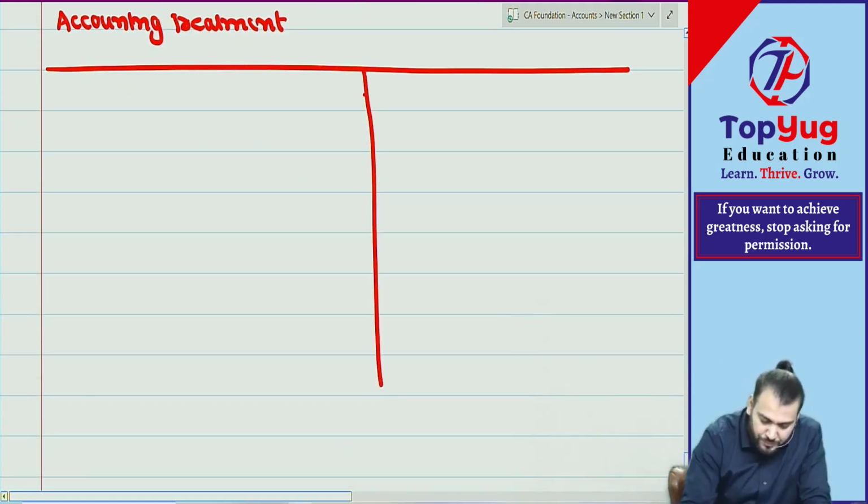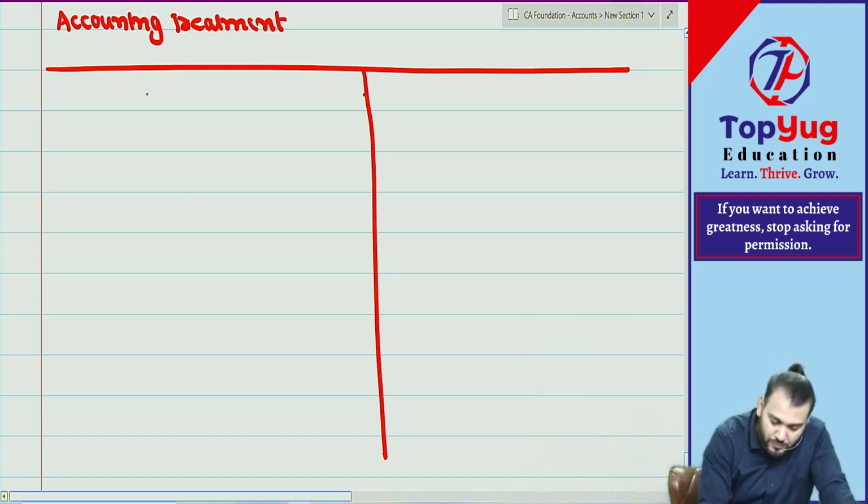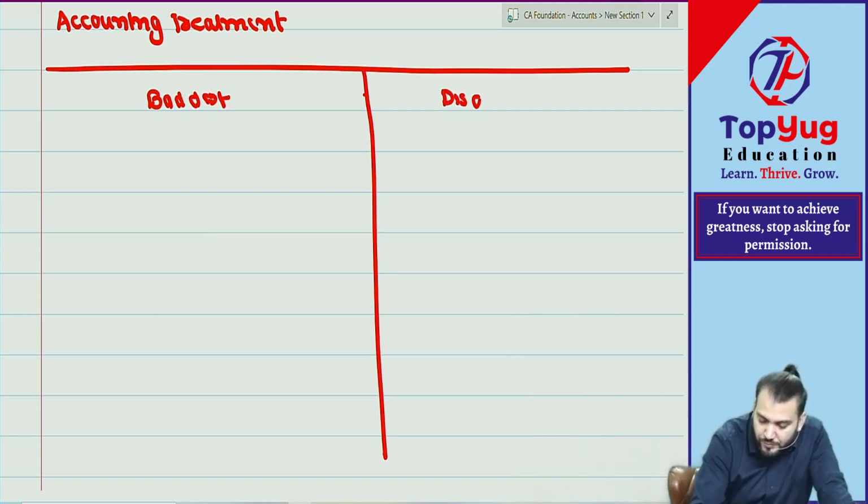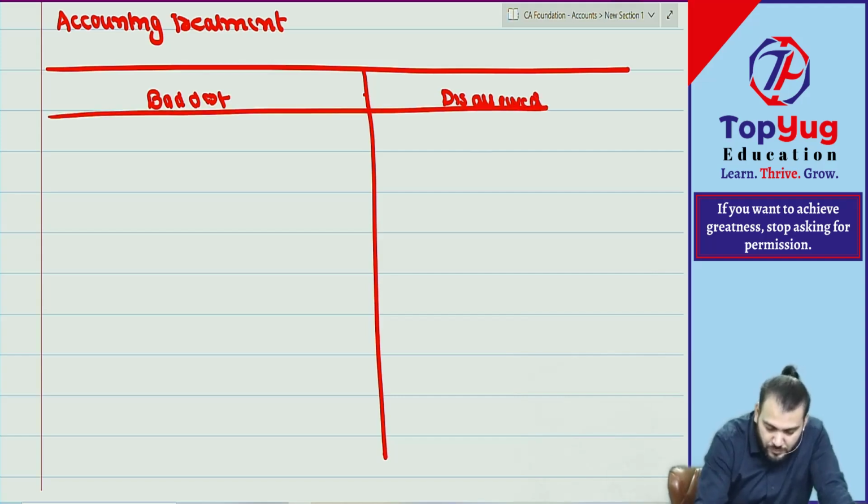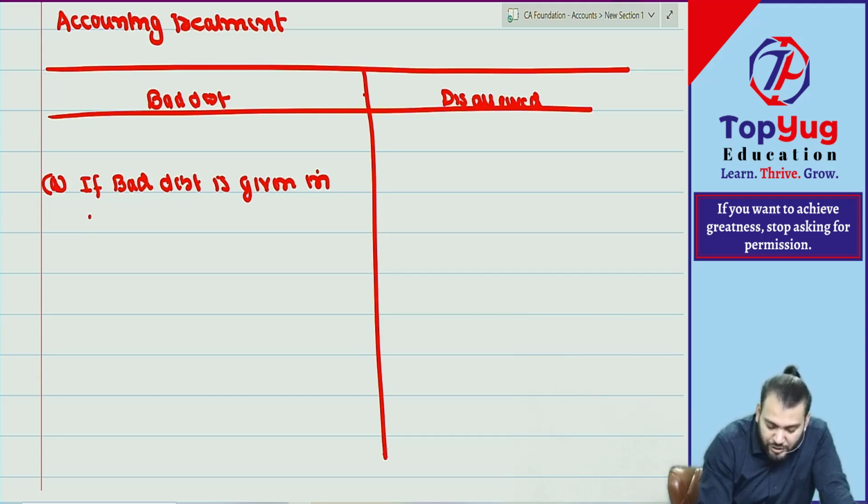Make 2 columns. One is write down for bad debt. One is write down for discount allowed. Point number A: if bad debt is given in adjustment, then what journal entry?